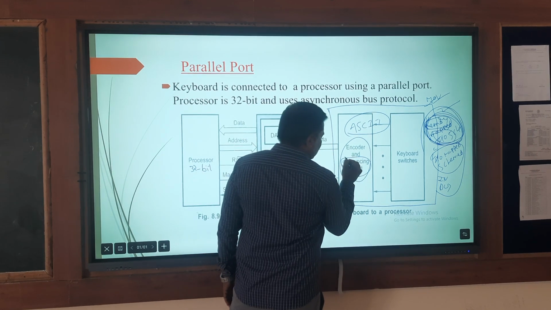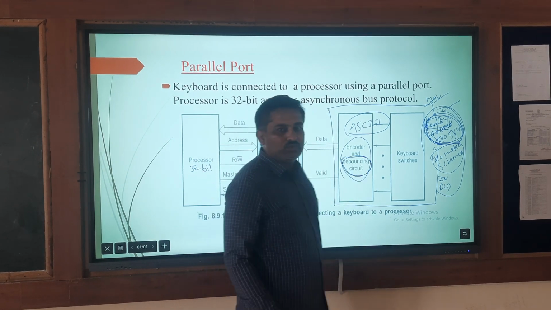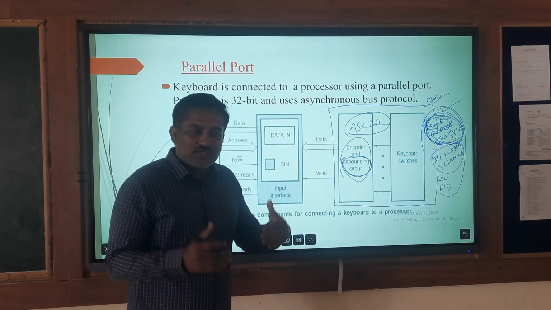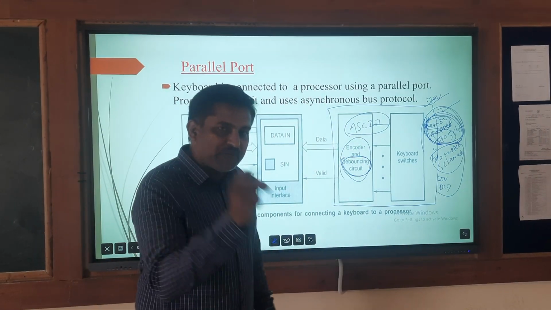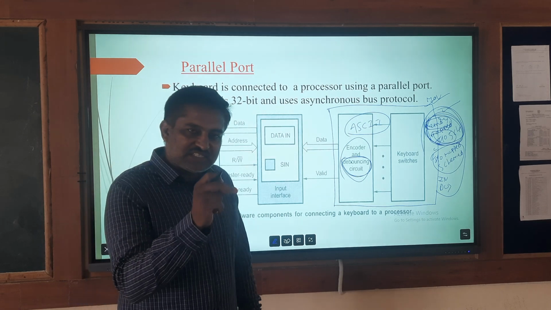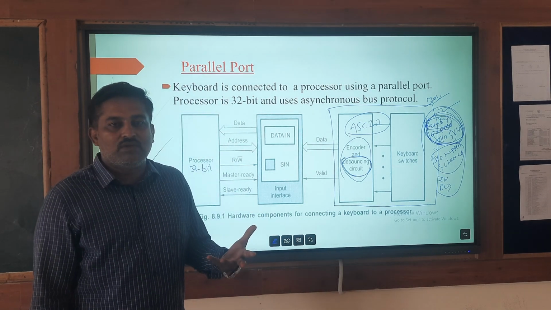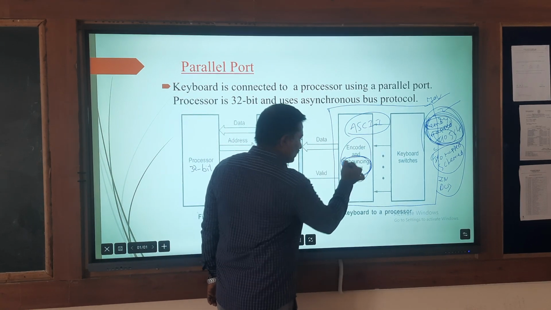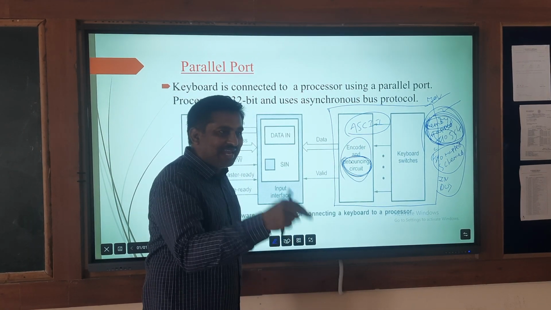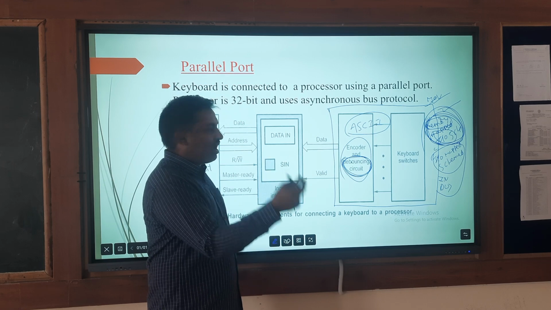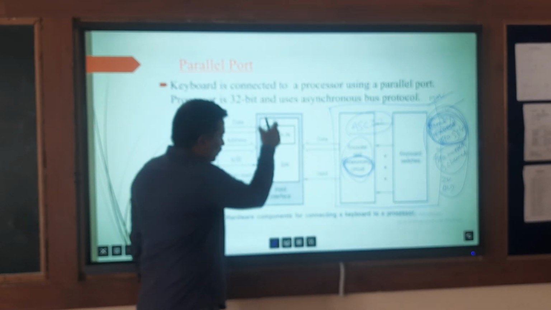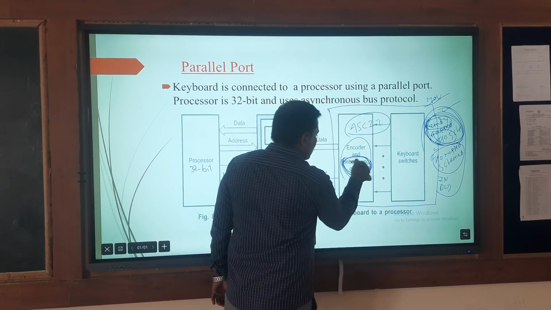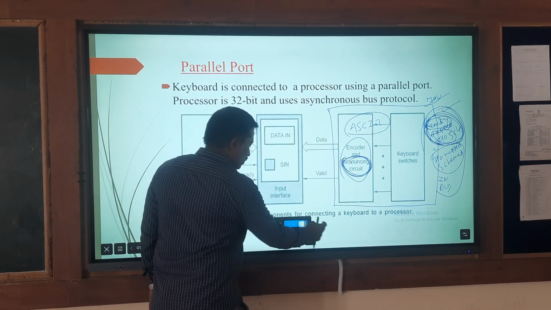Next we have the debounce circuit. What is the debounce circuit used for? Whenever you press a key on the keyboard, the suppression of the bouncing is eliminated by using this debounce circuit. Otherwise, the same character will be repeatedly stored in the interface circuit register. So we must use the debounce circuit also.